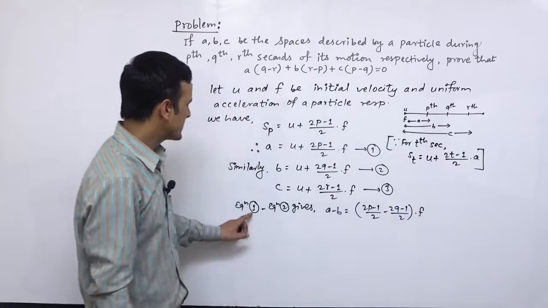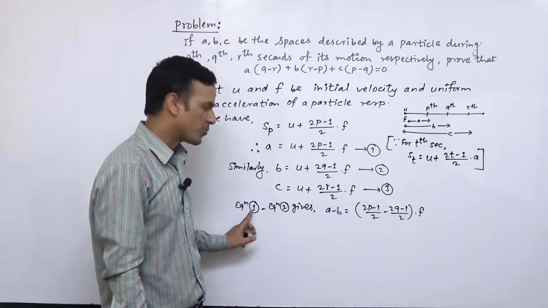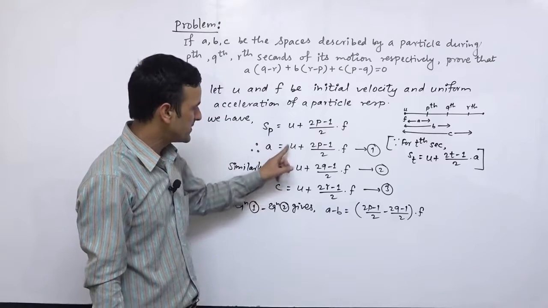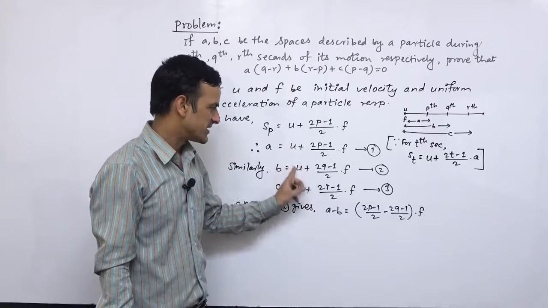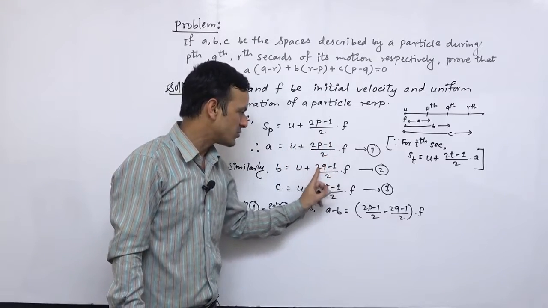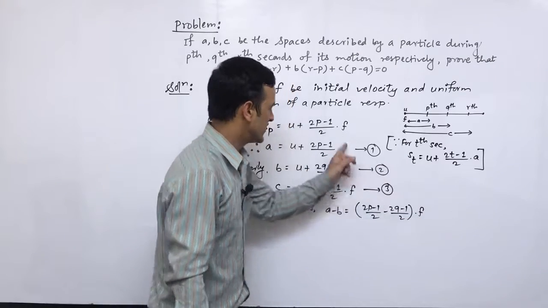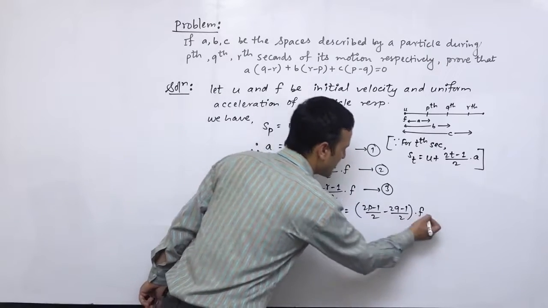So if you subtract equation 2 from equation 1, then this gives this one. A minus B means U minus U, 0. It collapses to 2p minus 1 by 2 minus 2q minus 1 by 2. And F is common here, in both terms we have F.